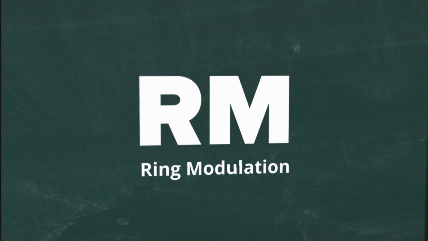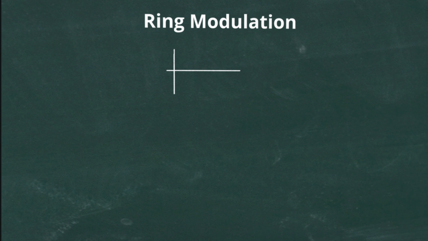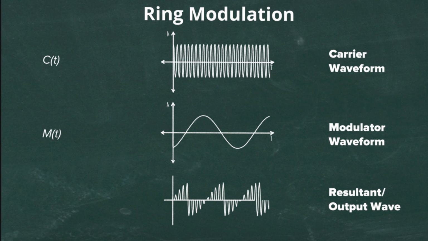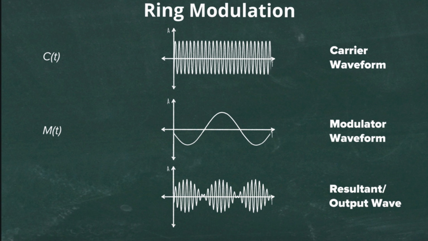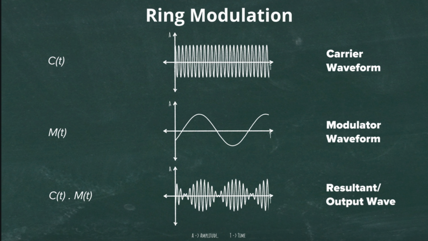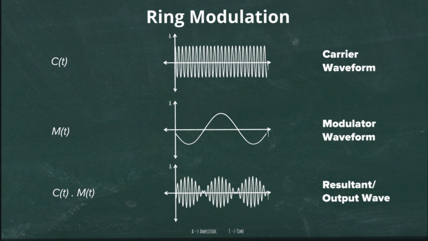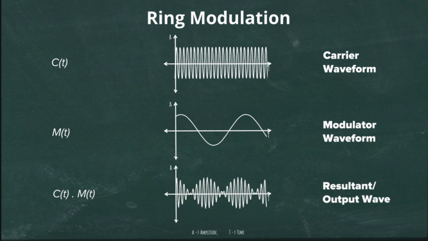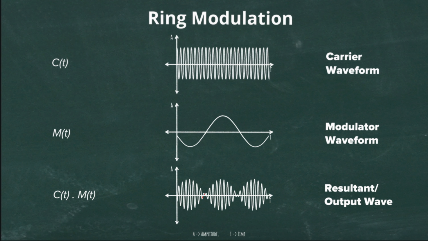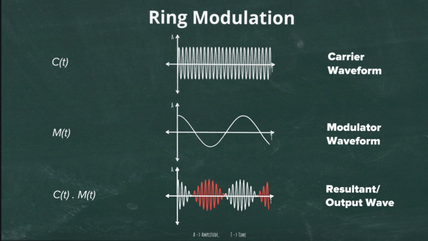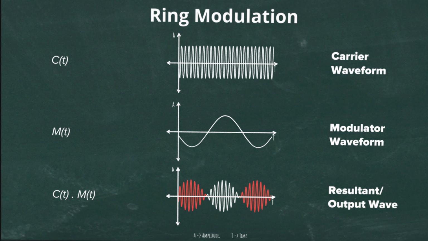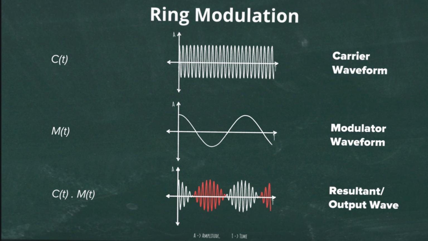Ring modulation is similar to amplitude modulation. There is a carrier and a modulator wave, and the resultant is similar to that of amplitude modulation. Although unlike amplitude modulation, we just multiply the two signals directly without an offset, which results in a waveform where whenever the modulator goes below the time axis or its amplitude becomes negative, then that part of the waveform is flipped vertically, meaning positive values of the output become negative and vice versa, and we get a waveform which looks something like this.